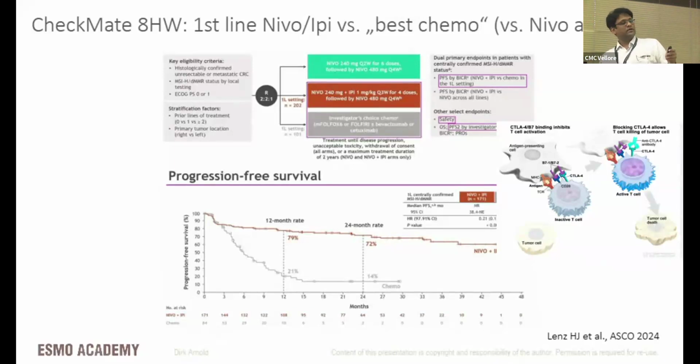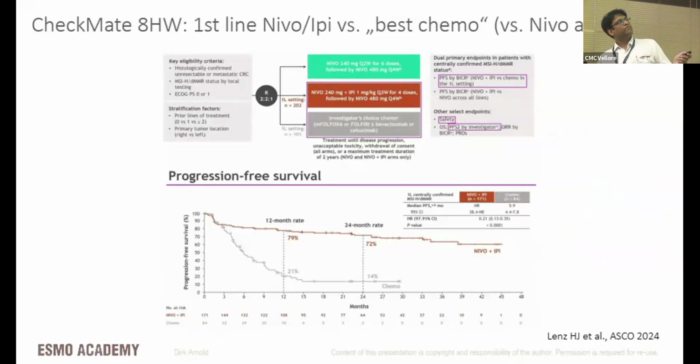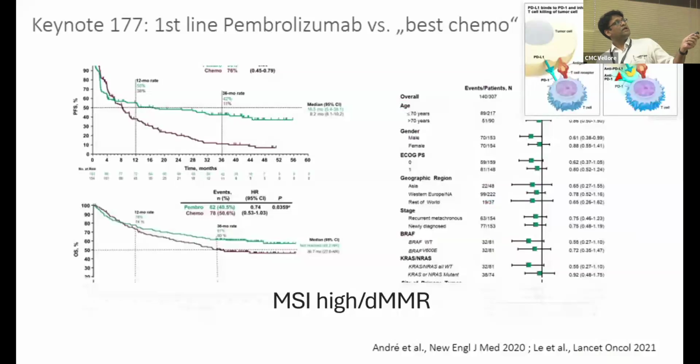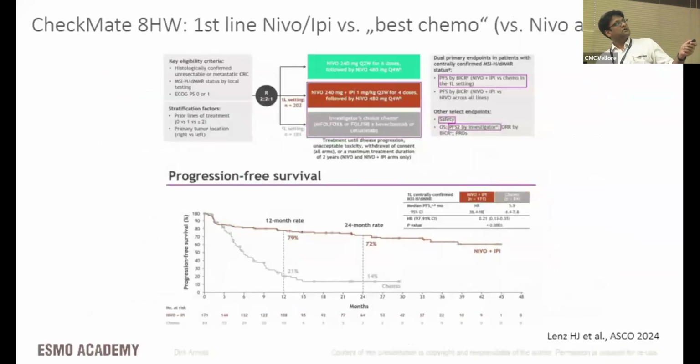nivolumab. Okay, so I'll just go back again. So this is only the PD-1 inhibitor alone, PD-1 plus CTLA-4, and this was chemo. Now this was presented just this year, and they showed that the dual checkpoint inhibitor was better than chemotherapy.